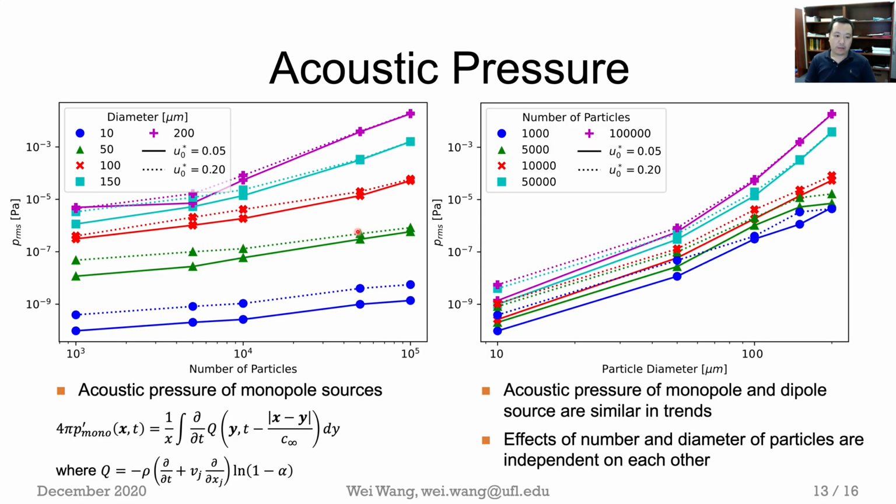And next, let's look at the acoustic pressure of the monopole sources. In the interest of time, we do not plot the change of PRMS versus the dipole source, but the general trend is very similar to the monopole source. So let's look at the monopole sources. Here it's very clear that the effects of the number of particles and the diameter of particles are independent of each other, and we can see the scaling doesn't really change much across each of these lines and curves here.